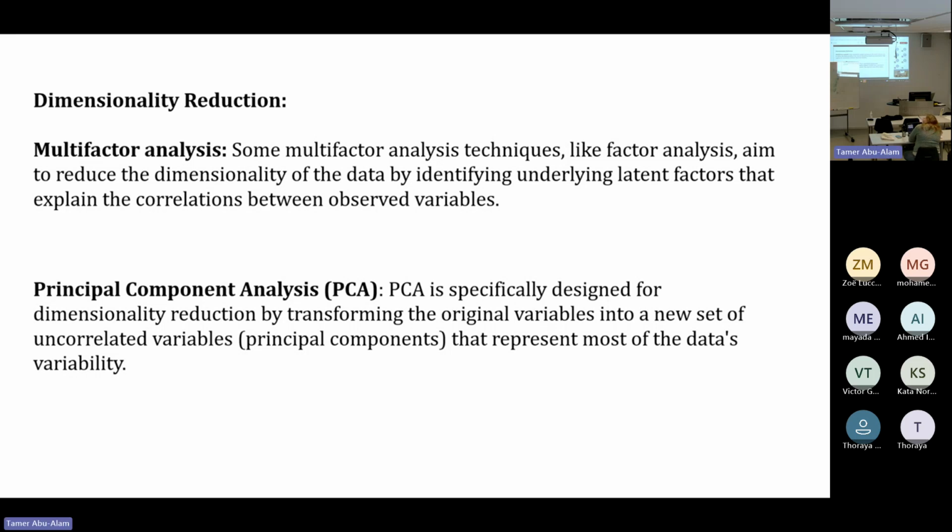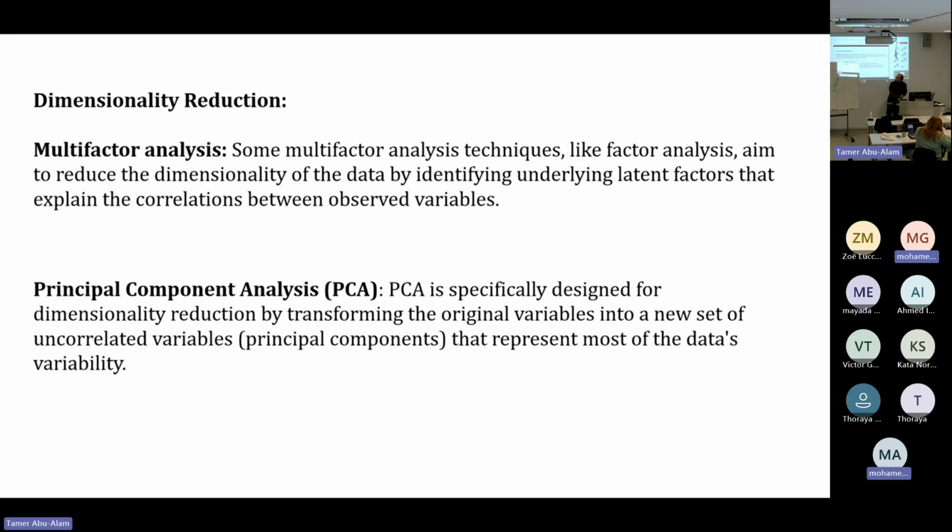And this one is the PC1. So this is actually the PC1, the principal component number one.